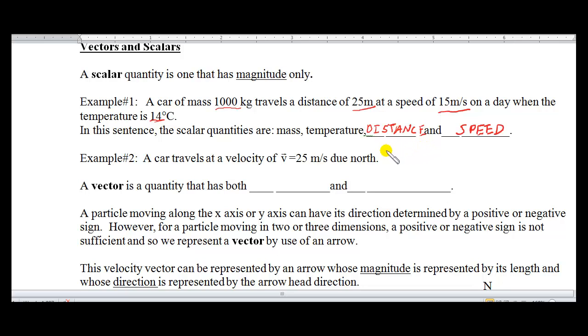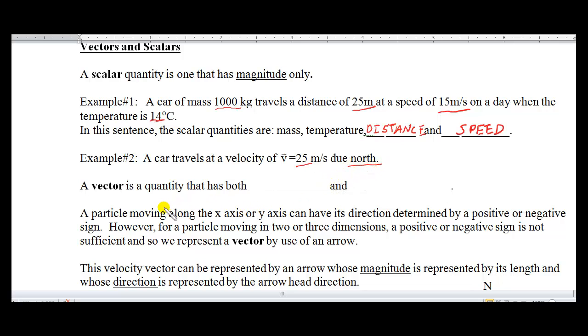Now, we've understood what a scalar is. What then is a vector? Well, this example right here will help us understand what a vector is. In this case, we have a car that travels at 25 meters per second due north. Now, at first glance, it looks like it's a scalar. It has a magnitude, right? But this is something more than a scalar. It has this direction right here.